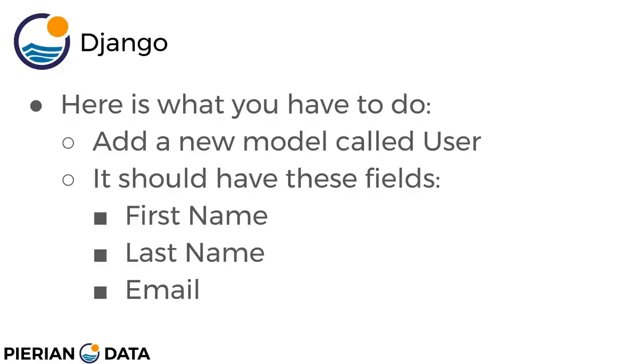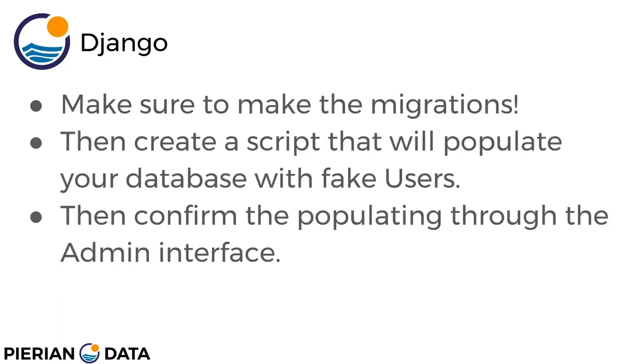I want you to add a new model called a user, and this model should have these fields: a first name character field for the user, a last name character field for the user, and then an email field. Make sure to make the migrations as we showed earlier in this section of the course, and then create a script that will populate your database with fake users. Then confirm that the populating worked through the admin interface.